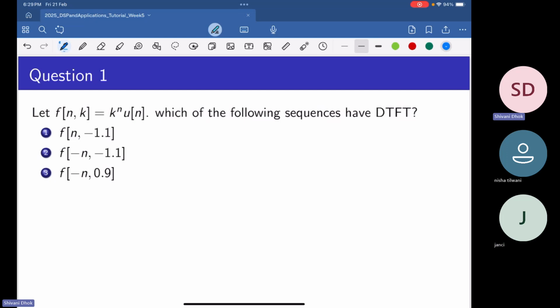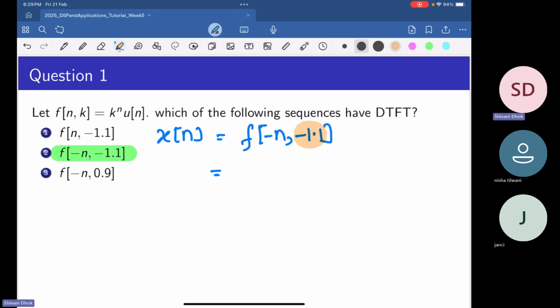Okay. So let's move on to the second part now. Here it is said that this x of n is f of minus n comma minus 1.1. So again my k is minus 1.1, same thing, but now instead of n I have minus n.